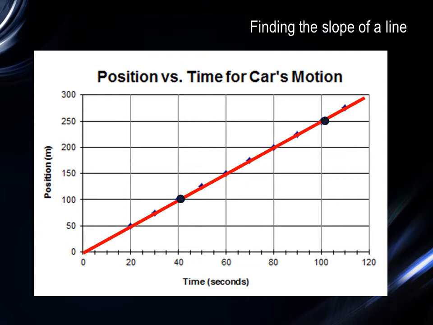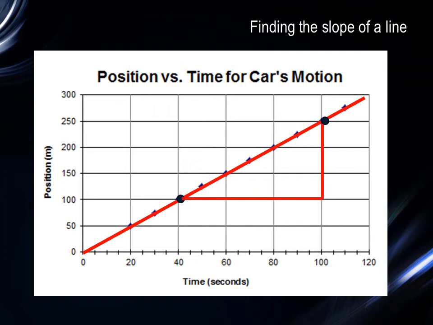Now once you've done that, the next thing I do is I pick 2 points that are on my line. They don't have to be actual data points, but they do have to be on my line. Now if you're clever, you'll do something like this. I picked this point here, which has an x value of 40 seconds and a y value of 100 meters. That's a nice point that's going to be easy for me to subtract from another point in just a minute. Here's another point. Its coordinates are 100 and 250. That's going to be easy to subtract from.